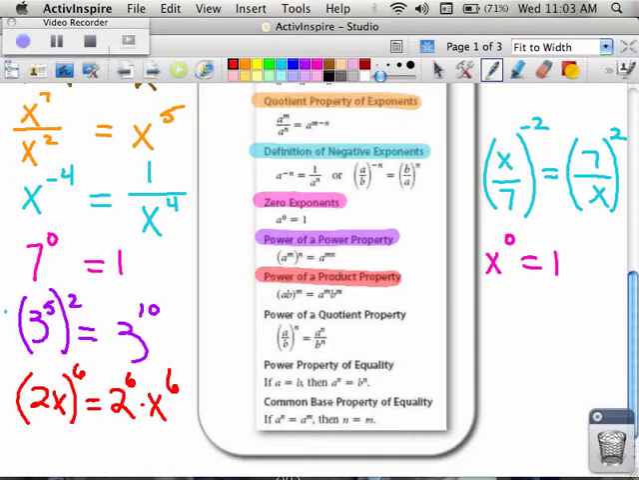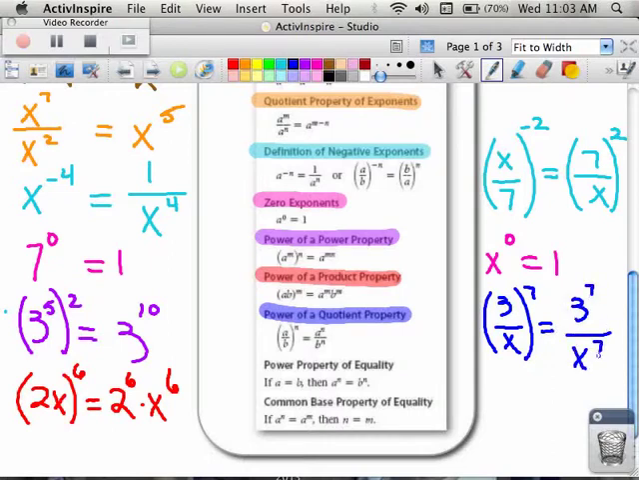Power of a quotient works just like the power of a product. What that's talking about is, what if I had two things being divided, like 3 divided by x, all to the 7th power. That means I really have 3 to the 7th divided by x to the 7th. So again, each thing is getting the power.